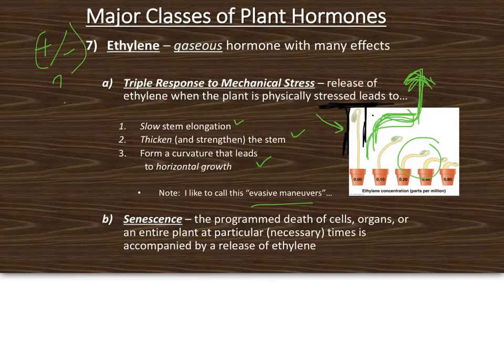And this is because of ethylene and getting this triple response. Now the second thing ethylene will do is it will lead to senescence, programmed cell death. So this will increase apoptosis in the plant, and if necessary, it will go to the extent of actually killing the plant sometimes. So again, if a plant has a disease or something like this, it'll start to release a lot of ethylene, and the plant will senesce, which means that it slowly goes to death.